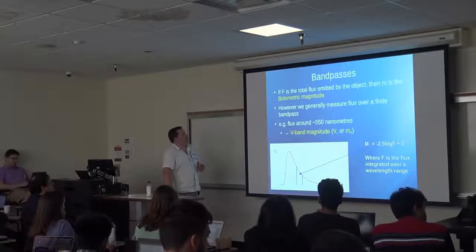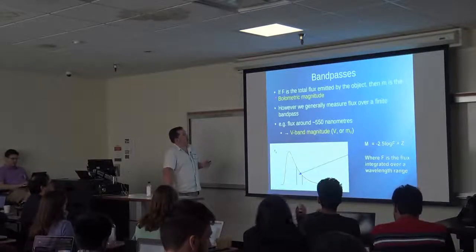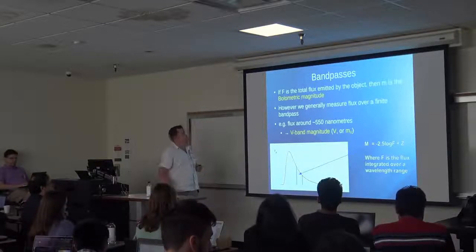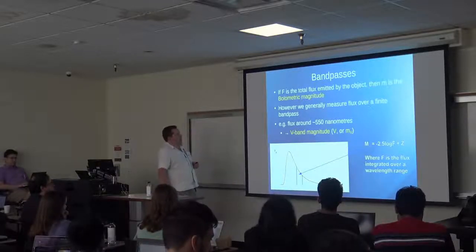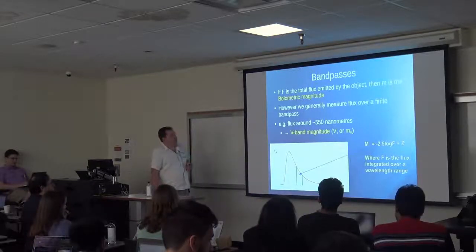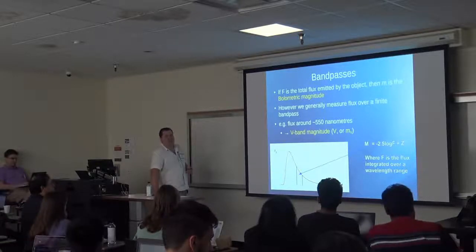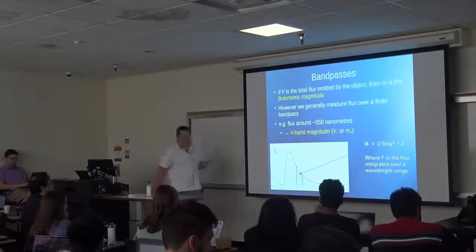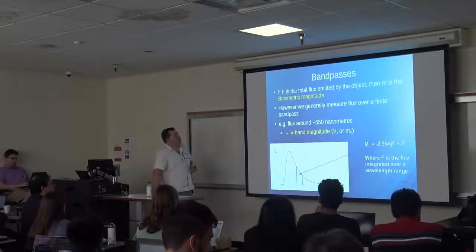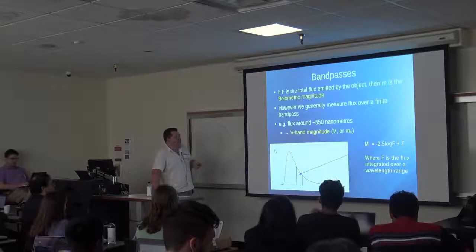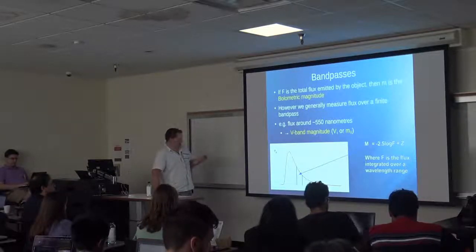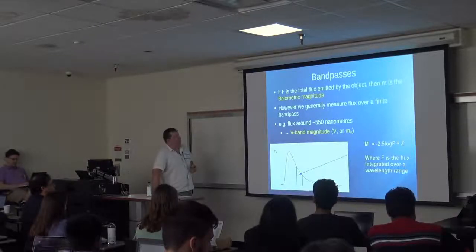So this is something Dan touched on in his lecture, but if F here is the total flux emitted by the object, then the corresponding magnitude for that flux we refer to as the bolometric magnitude. But that's a difficult quantity to measure. If you just think of the physics of making a detector that can detect photons at both extremely short and extremely long wavelengths, this is essentially impossible. So we generally measure flux over a finite bandpass, to compensate for the physical reality of detectors, but also, as Dan said this morning, to enable us to compare what we measure with observations made by other telescopes and other astronomers.